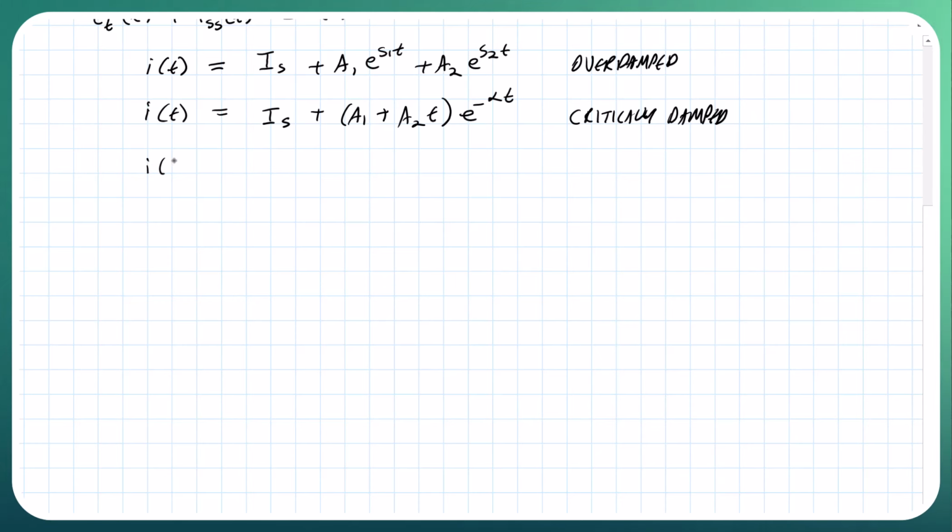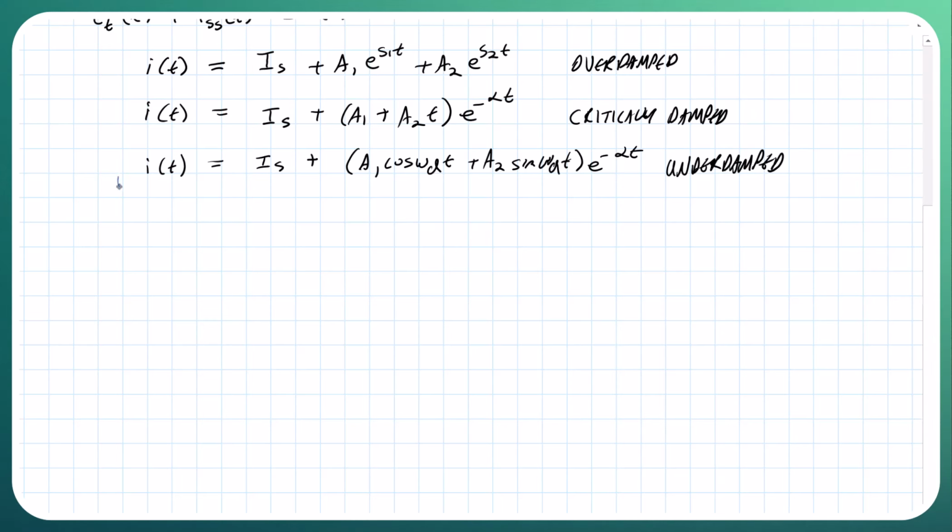And then our third case is going to be our underdamped, which is I of t equals IS plus, and you see the pattern, it's essentially the same that we've been doing for the previous sections, A1 cosine WDT plus A2 sine WDT times e to the minus alpha t, and this is going to be our underdamped case. We'll highlight this here. This is going to be our total response.